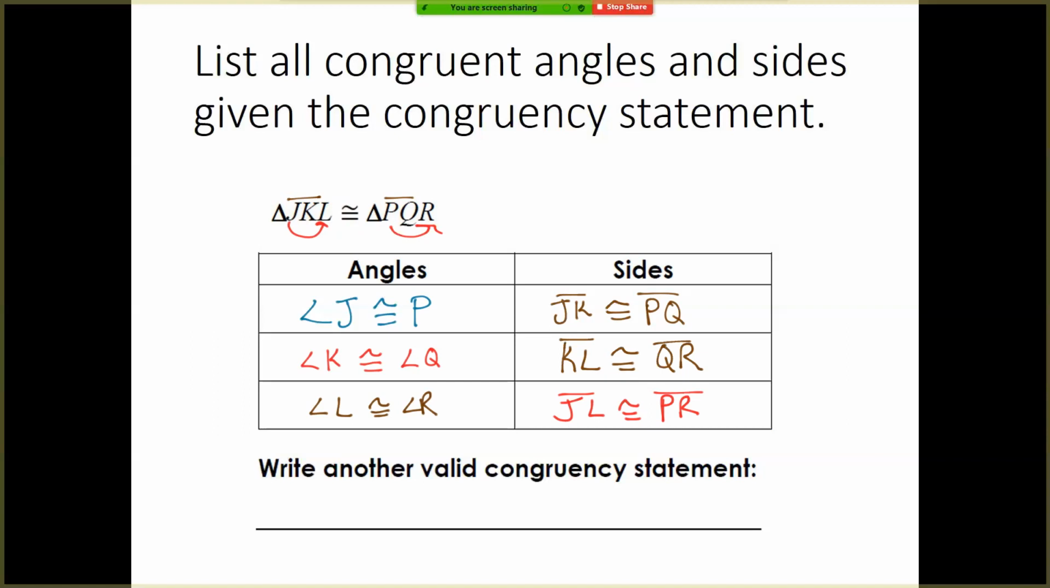The last thing we were asked to do is write another valid congruency statement. So I'm going to start off with triangle, and then to write my congruency statement, I need to just mess up the order in which these letters are written. I'm just going to read them backwards. So I'm going to go with triangle LKJ is congruent to triangle, and then when I read the second one, I have to read it backwards as well. So RQP. And that would be another valid congruency statement.